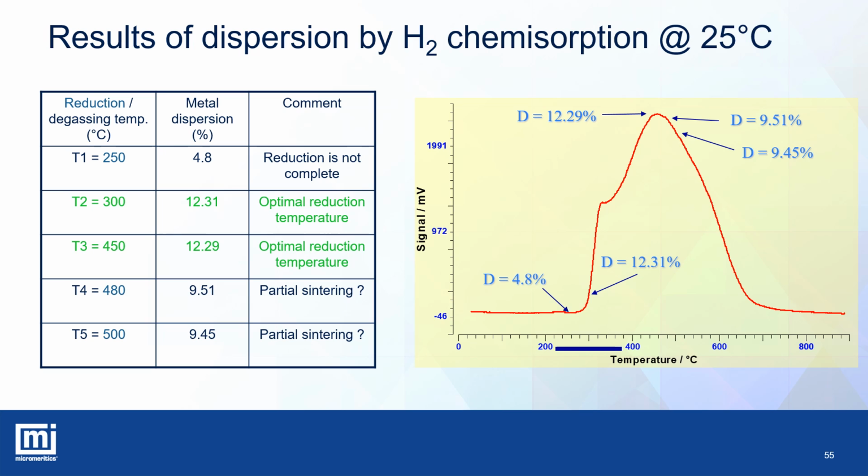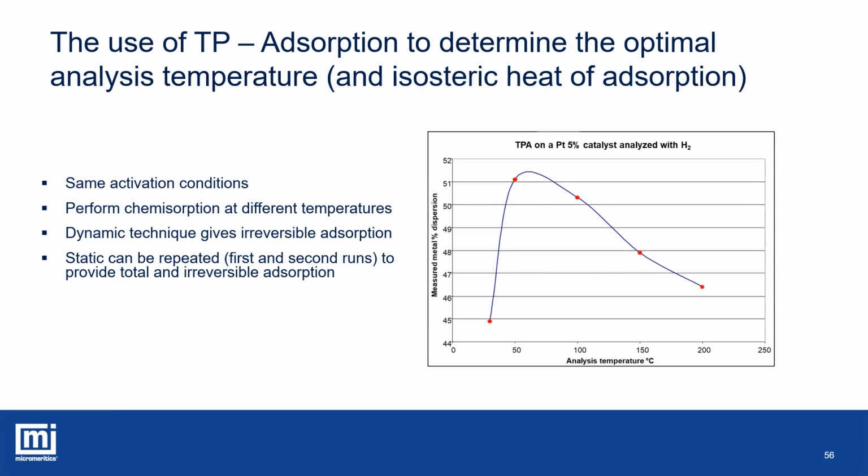Finally, a mention to the use of temperature programmed adsorption to determine the best chemisorption temperature. The method consists in sequential analysis, pulse or static chemisorption, performed at different temperatures to define the temperature at which the catalyst interacts with the maximum amount of adsorbate.